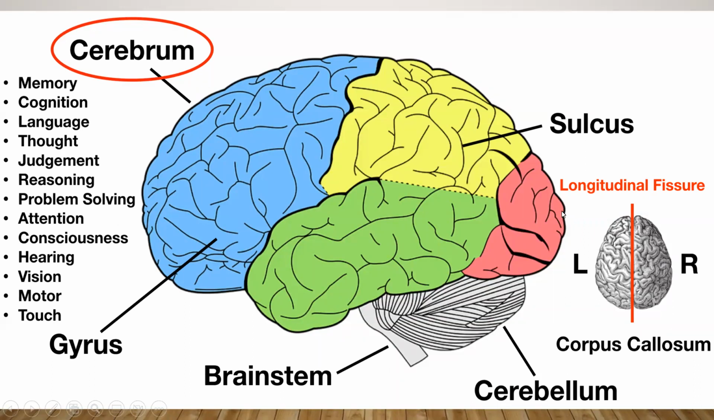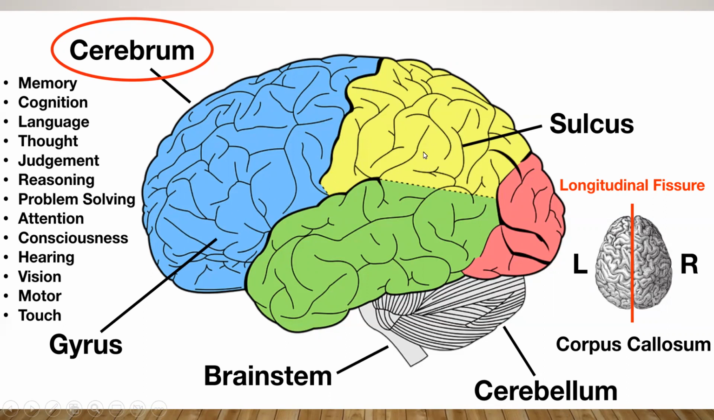Now we're going to take a look at the brain, at the forebrain here. And here's the sulcus and the gyrus. These are like the different folds of the brain. The sulcus is like the groove of the brain, or the valley, and the gyrus is more like the peak and the hill of the folds of the brain.